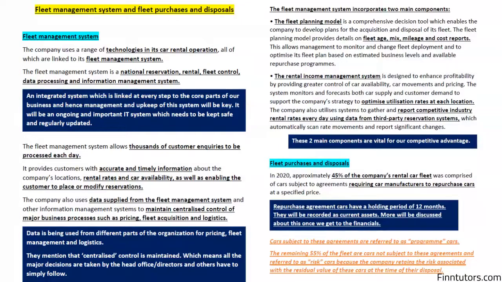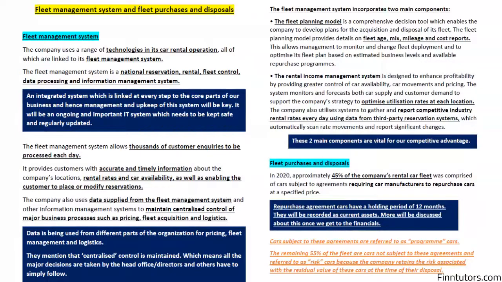Next, we have fleet purchases and disposals. So in 2020, approximately 45% of the company's rental fleet was comprised of cars subject to agreements requiring car manufacturers to repurchase cars at a specified price. So 55% cars were the ones we owned, 45% were repurchase agreement cars.